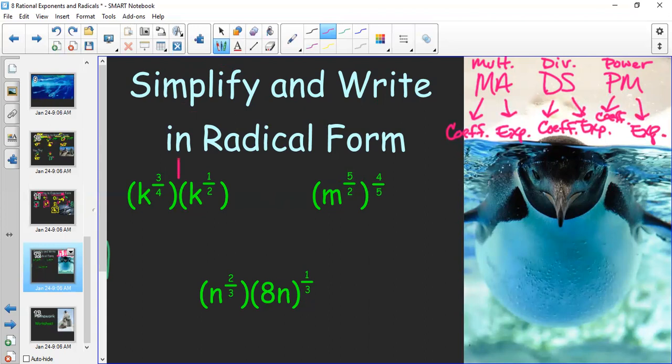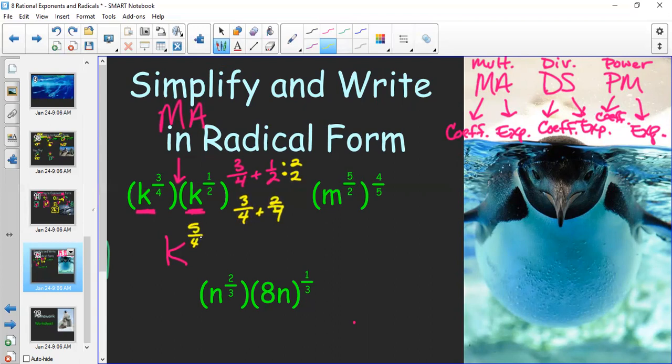All right, here, the operation going on between those two is multiplication. So we are following the MA rules, where we multiply coefficients and we add exponents. Well, we don't have any coefficients. We do have 2 bases. We always keep our bases the same, and we are going to be adding our exponents. So I have to do 3/4 plus 1/2. And here's where fractions come back into play. If I'm adding, I need common denominators. So I have 3/4 plus 2/4, and that would give us 5/4.